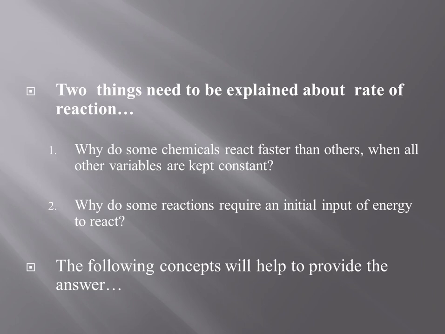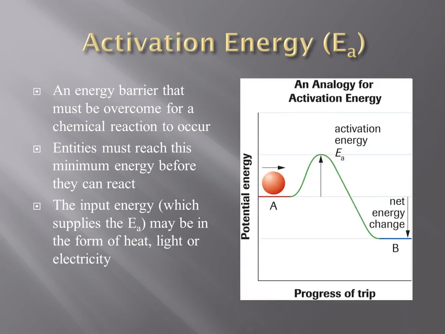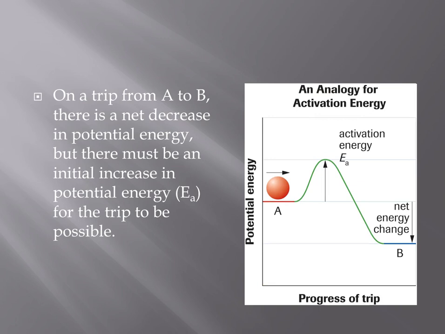Throughout our next two lessons, we will be exploring why some chemicals react faster than others and why reactions require energy to occur. For any reaction to take place, an energy barrier must be overcome. This minimum amount of required energy is called the activation energy. This energy can come from heat, light, or electricity.